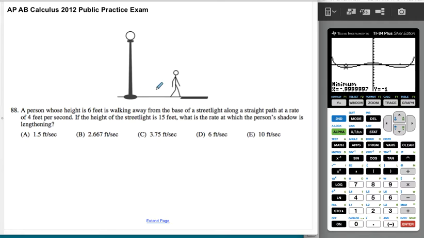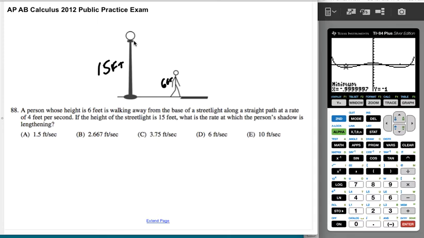All right, so this is another one where we need the calculator. You can see that from the decimal answers. A person whose height is 6 feet is walking away from the base of a streetlight along a straight path at a rate of 4 feet per second. If the height of the streetlight is 15 feet, so we can label the height as 15 feet for the streetlight and 6 feet for the person. We're assuming neither of them are changing. What is the rate at which the person's shadow is lengthening?